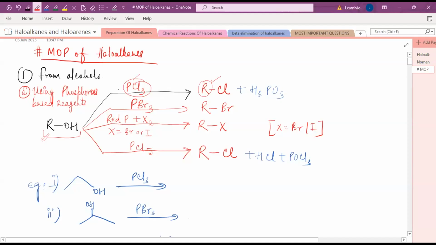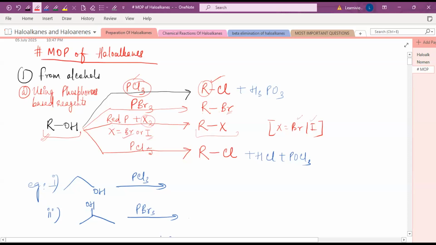So basically, you just have to remember the reagent, right? Which reagent we will use for the required product. Like PBr3. When you use PBr3, you will get RBr, the required haloalkane over here. Okay, third one is phosphorus plus X2. X2 could be bromine, Br2 or I2. You can use with red phosphorus. What can you use? Br2 or I2. So you will get RX over here. And what is RX? X could be bromine or iodine.